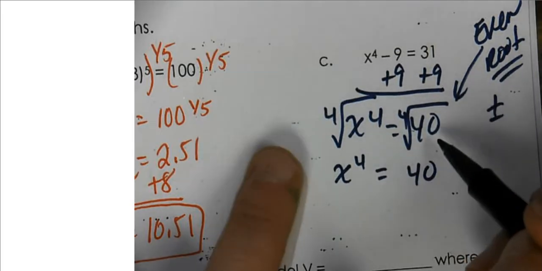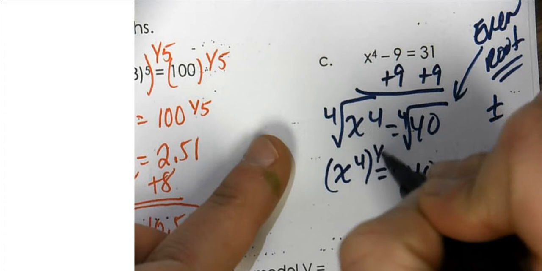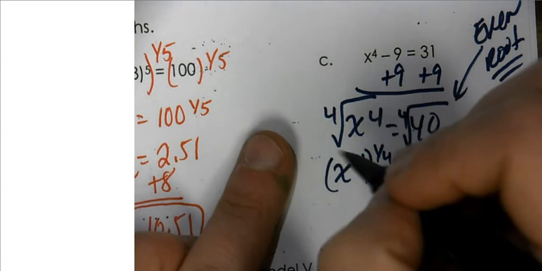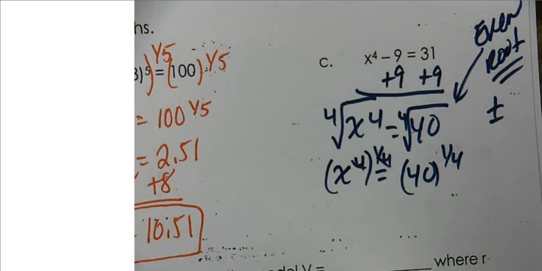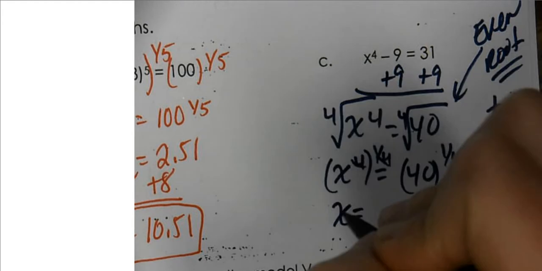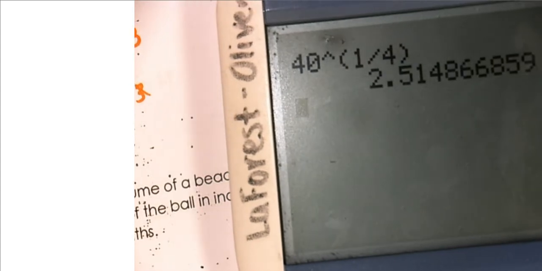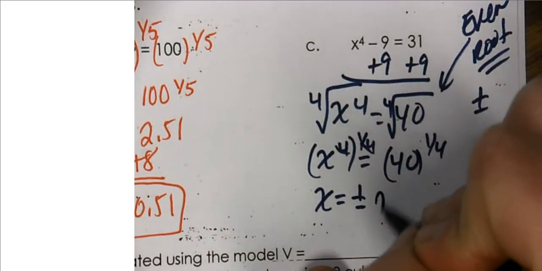I just wanted to emphasize that when I raise both sides to the 1/4 power, this is really taking the even root of both sides. The multiplication of 4 eliminates the division of 4, leaving us with x equals plus or minus. And because 40 isn't a perfect power, we're going to put this directly into our calculator. So I'm going to put in 40 raised to parentheses 1 divided by 4, and I end up with 2.51. So I'm going to write my answer as x equals plus or minus 2.51.